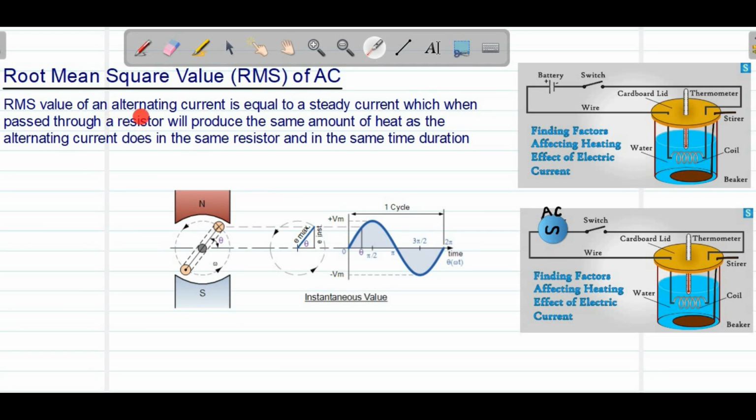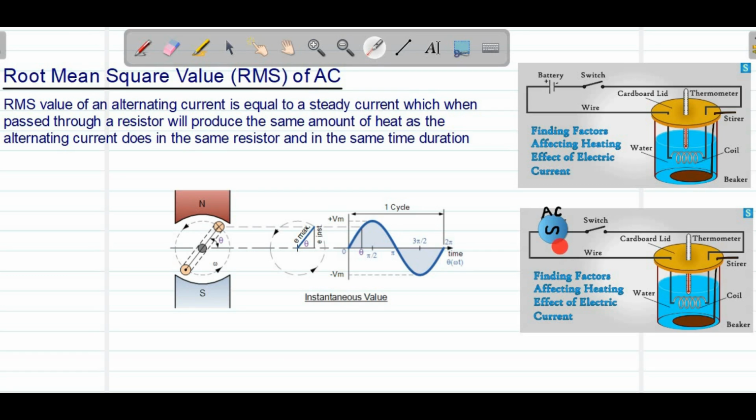The RMS value of an alternating current is equal to a steady current. A steady current means a DC current with the same magnitude and direction, like a DC current coming from a battery, which when passed through a resistor will produce the same amount of heat as the alternating current does in the same resistor and in the same time duration. That means the RMS value of an alternating current is a DC current. It is not an AC current, it is a DC current.